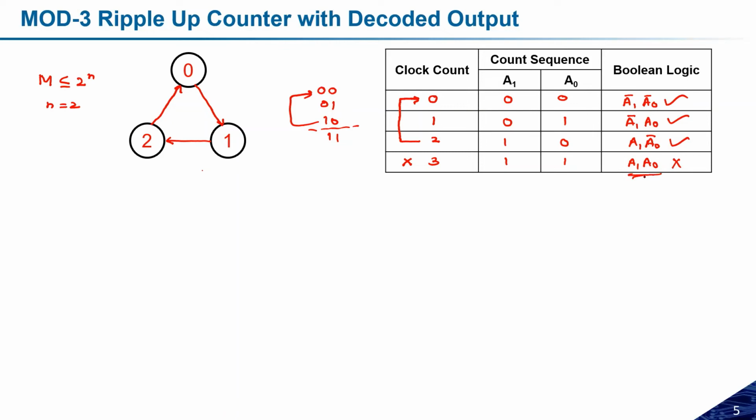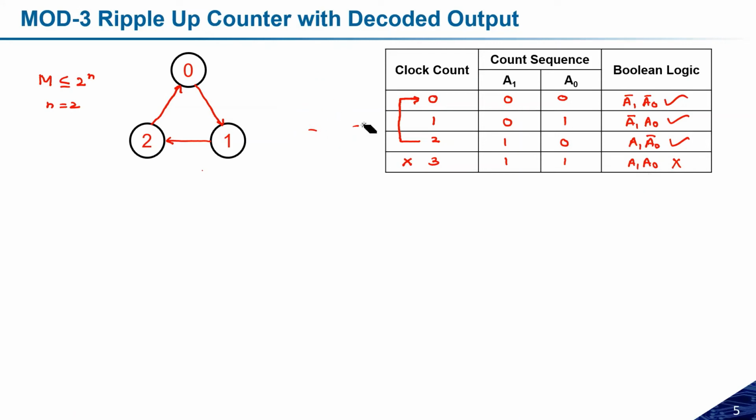So when this comes, I need to clear all the values. What is the role of the clear signal in the flip-flop? The role of the clear signal is that whatever value is in the flip-flop must be cleared immediately. Because this state is not needed, when the signal a1 a0 is 1 1, both flip-flops must be cleared immediately.